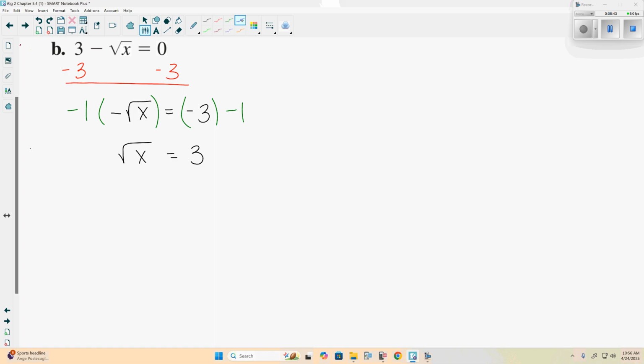So is the radical by itself? Yes. So we're going to put both sides to the second power, the nth power. Because on the left-hand side, our square root and square would cancel, giving us x. 3 squared is 9.